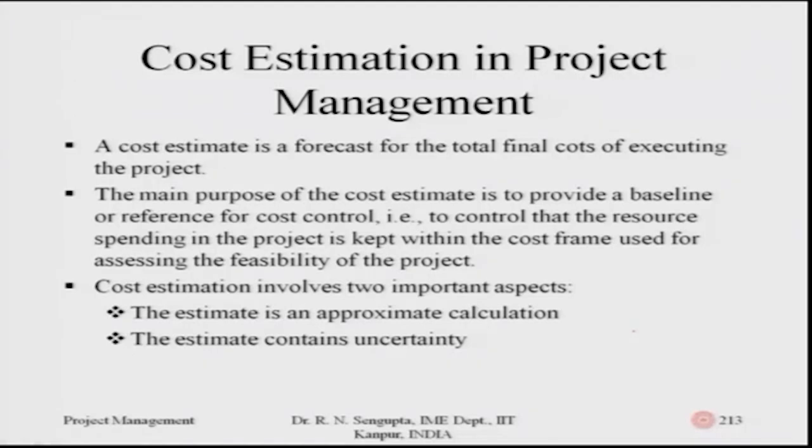A cost estimate is made for forecasting the total final cost for executing the project. The main purpose of the cost estimate is to provide a baseline, based on which the cost for the whole project can be controlled and our decisions can be made. So, we want to control the resources spending in the project so that it is kept within the cost frame. It is used for assessing the feasibility of the project: whether the project is feasible, whether it has positive returns, whether it has negative returns, whether the fixed costs are very high, whether the variable cost is very high. All these concepts can be cleared once you make a decision about the overall cost structures. Based on those positive and negative outcomes that you are seeing, you can make a decision whether you should go ahead and invest in that project.